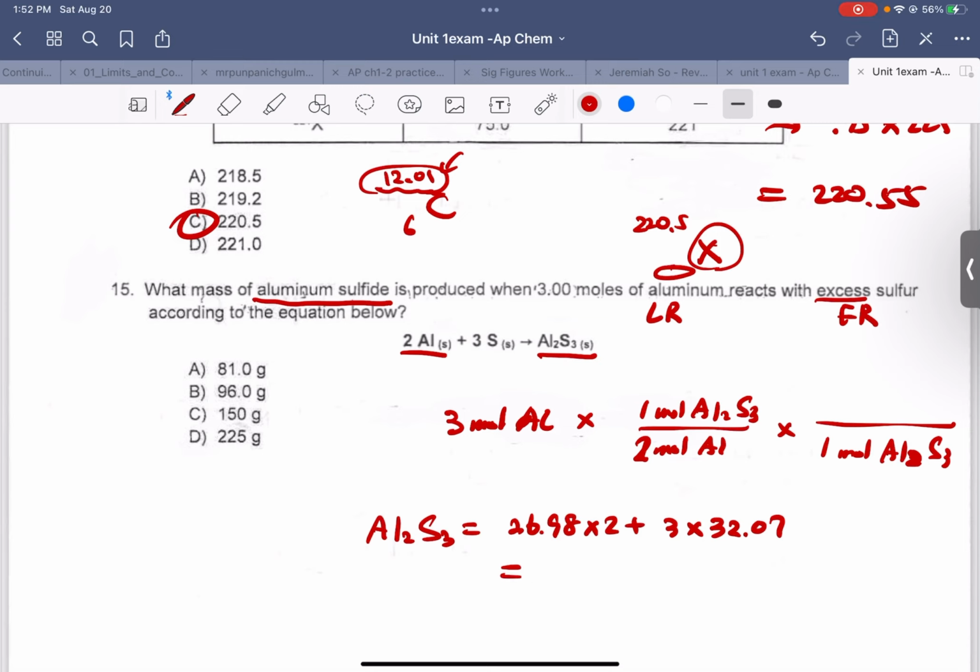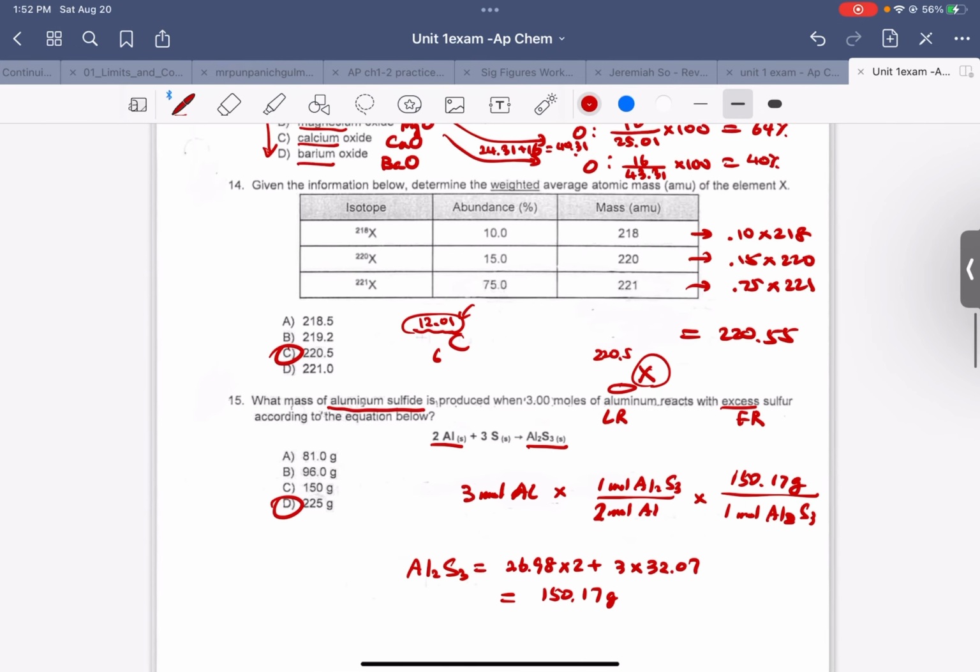Let's calculate it. 26.98 times 2 plus 3 times 32.07. I got the molar mass of aluminum sulfide as 150.17 grams. Then you multiply that times 3 and divide by 2. So I got around 225 grams. All right, then you can use dimensional analysis for that.